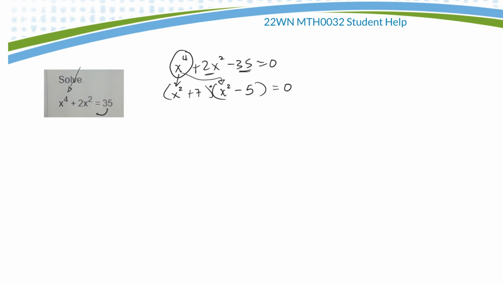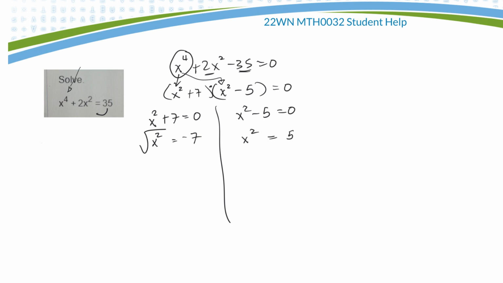Now, since I have something times something equals 0, I can set either of those to 0. But they're a quadratic function. But I can solve each of these using the square root principle. So let's subtract 7 on both sides and add 5 on both sides and then use the square root principle, remembering to put a plus or minus in. So with this one, I'll have x is equal to plus or minus square root of negative 7.